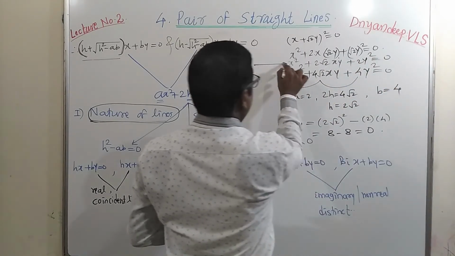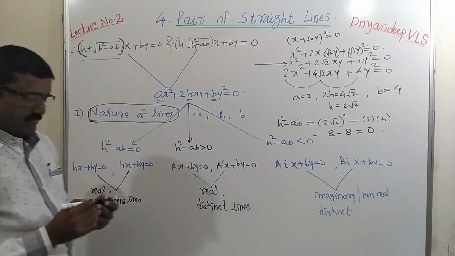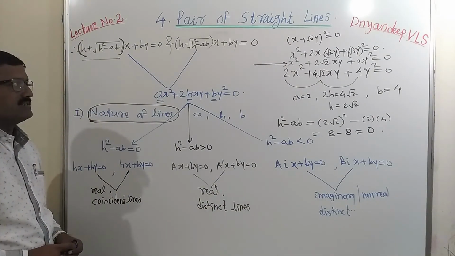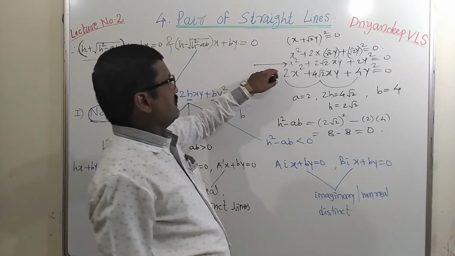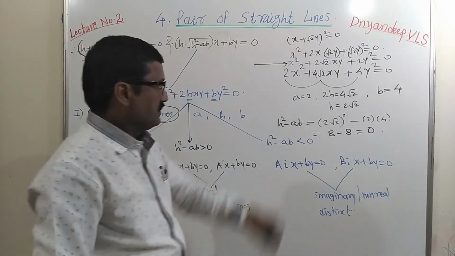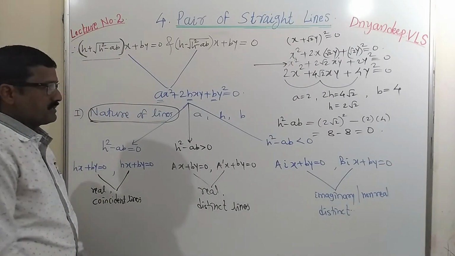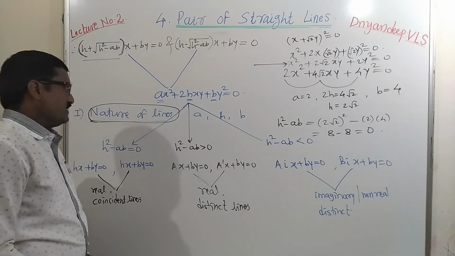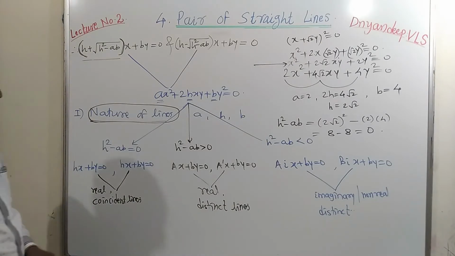This equation represents the two coincident lines, as we can write the given equation in the form of a complete square of a binomial expression. Okay, so that is the nature of lines.